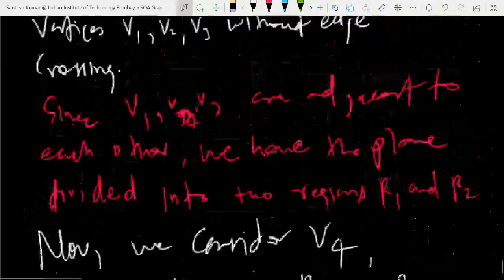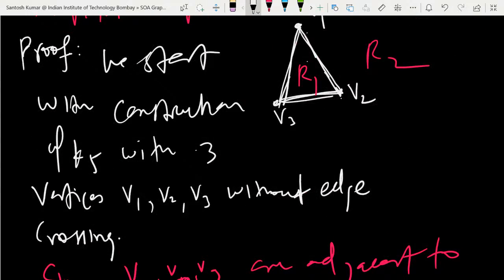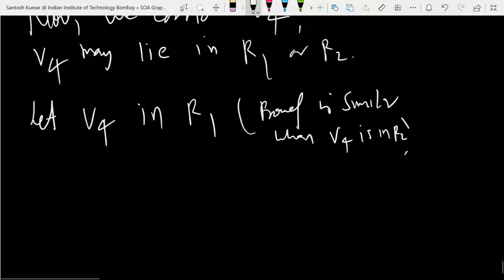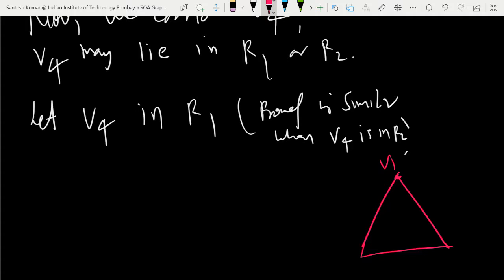Now you take here, see. So let me draw it again. We already have three vertices, V1, V2, V3. And we are selecting V4 here in R1, and since we are drawing the complete graph K5, each vertex is adjacent to the other. So V1, V2, V3 all will be adjacent to V4.